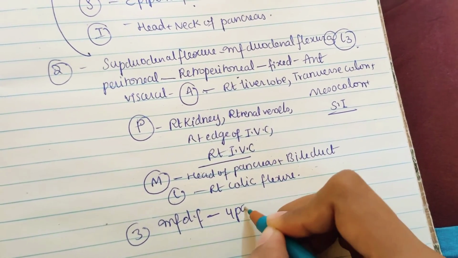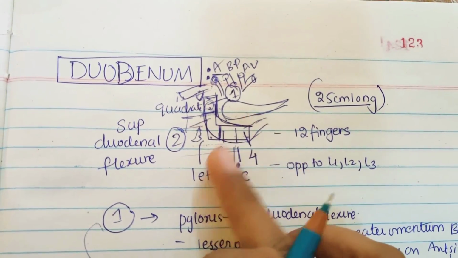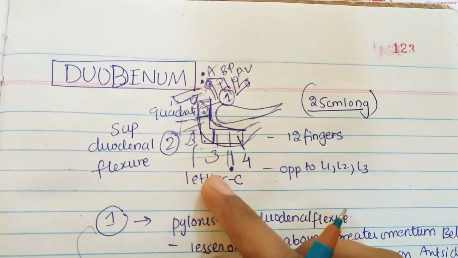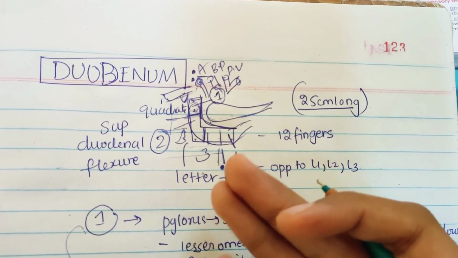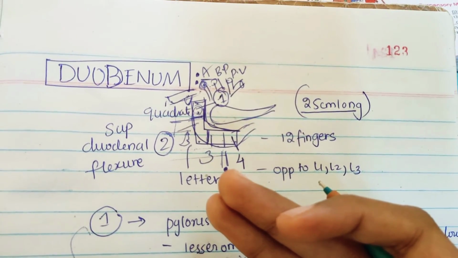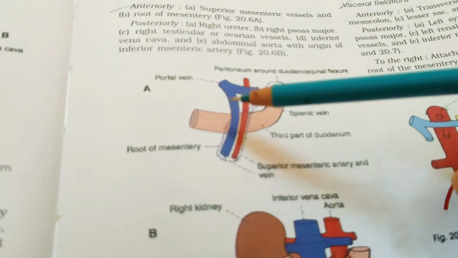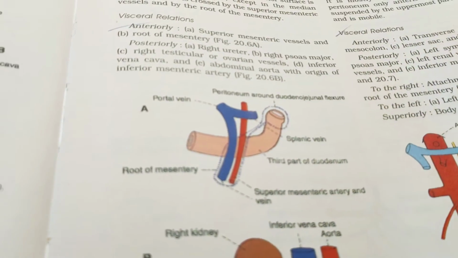fourth part of duodenum. Okay, and if you see the third part, its peritoneal relations: it is also retroperitoneal and it is fixed, so that anterior surface is only covered by peritoneum, except in the medial plane where it is crossed by superior mesenteric vessels and by root of mesentery. I'll show the diagram. So you can see here the root of mesentery, that is the superior mesenteric vessels, all these are passing.